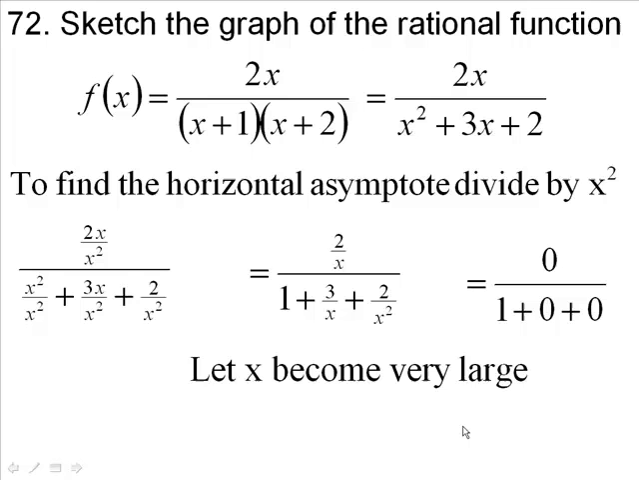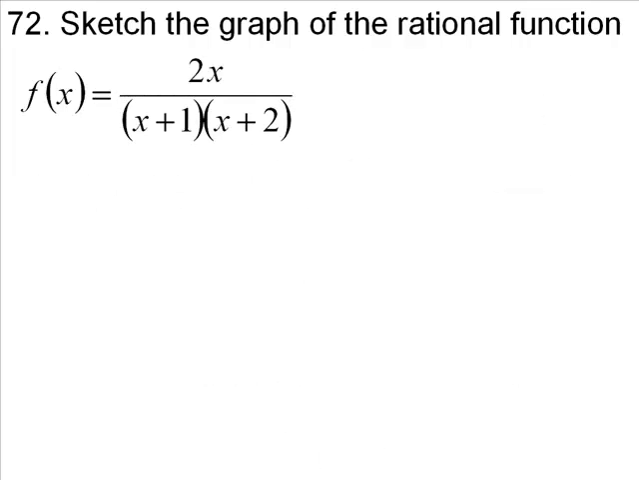See? So we end up with 0 over 1 plus 0 plus 0. All right? So that's going to be 0 over 1, which is 0. So that's my horizontal asymptote, y equals 0. All right? Horizontal asymptote. Now we just need to plot some points here. We know my vertical asymptotes. We know my horizontal asymptote. Let's get some other points.